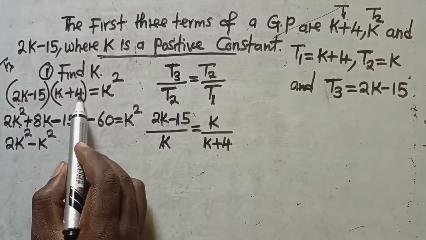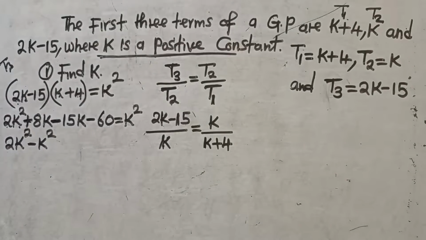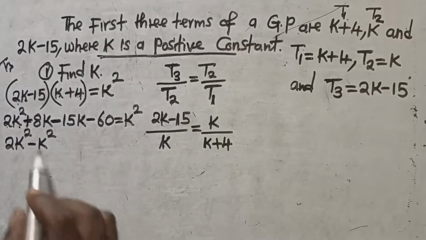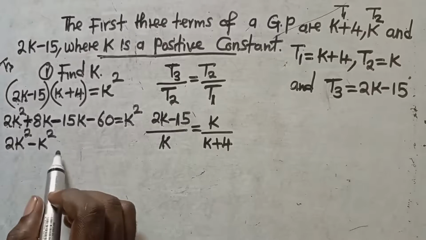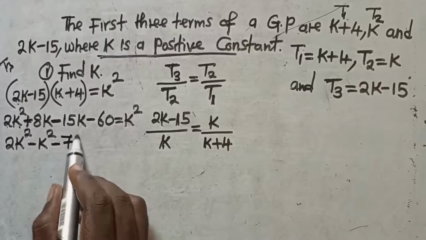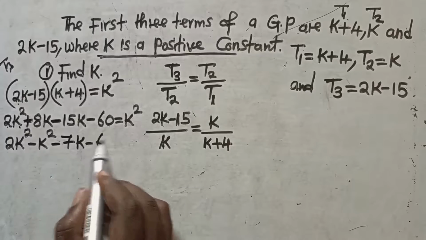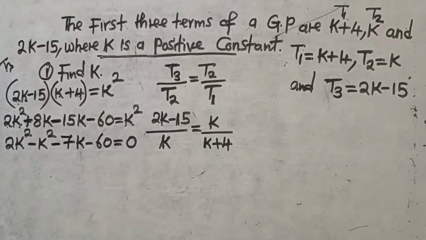2k times 4, it was supposed to be positive, but I wrote a negative. So I hope you've seen that. Here, what is the answer here? 8 minus 15, that is negative 7k, minus 60, which is equal to 0.